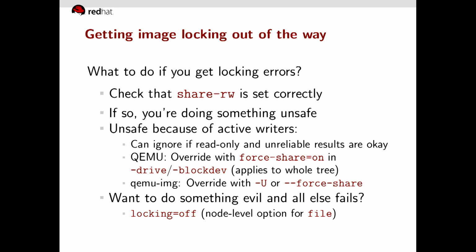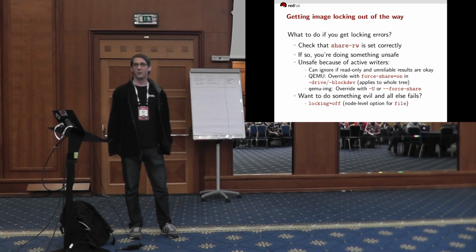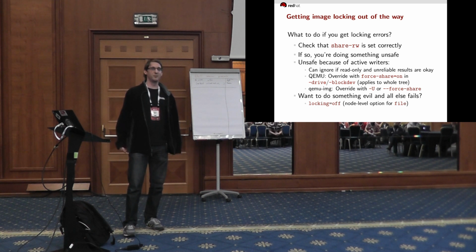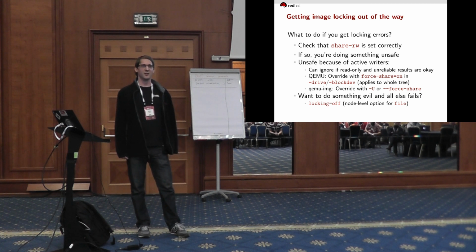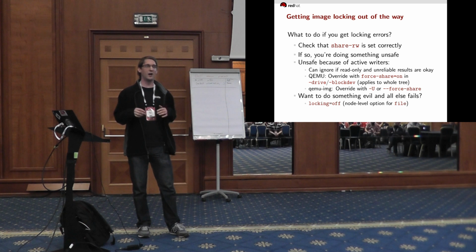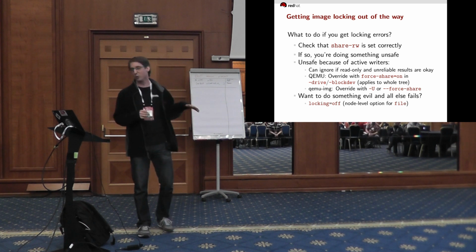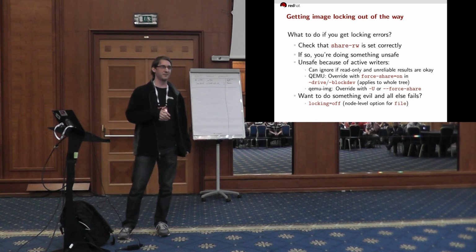So if things go wrong with locking, first try if you have set the share read write property correctly. If you haven't, well, that's probably the cause of your failure. If that is set correctly and you get errors from the permission system, you're probably doing something dangerous. In some cases, you might decide that I'm doing only a read-only access. I don't care if someone else is writing. I know I might get corrupted data. It's not that important. Then you can use the force share option for block nodes.